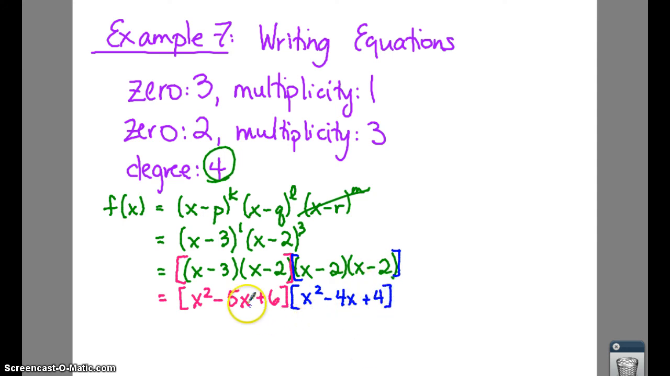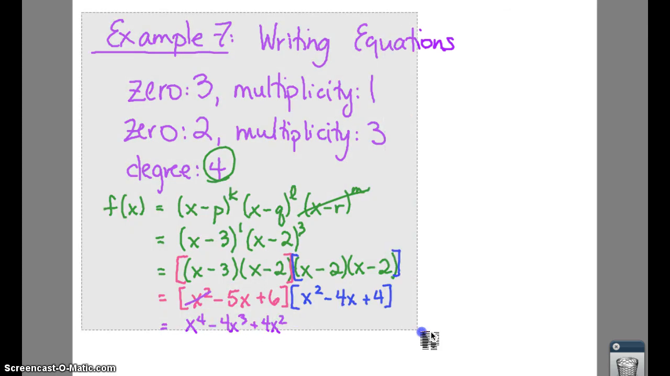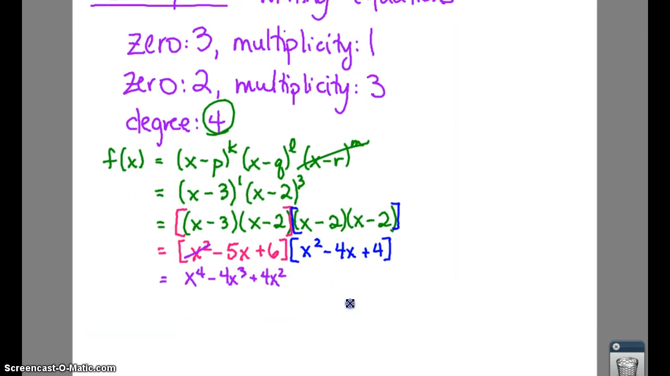So now we have two trinomials we have to multiply, so this takes a little bit more effort. We're going to take x squared times an x squared, which gives us x to the 4th. There's our degree of 4. X squared times a negative 4x is a negative 4x cubed. Then we have x squared times a 4, which is a plus 4x squared, and we are done multiplying that through. What I'm going to do is move this up a little bit, that way I have a little more room to write.